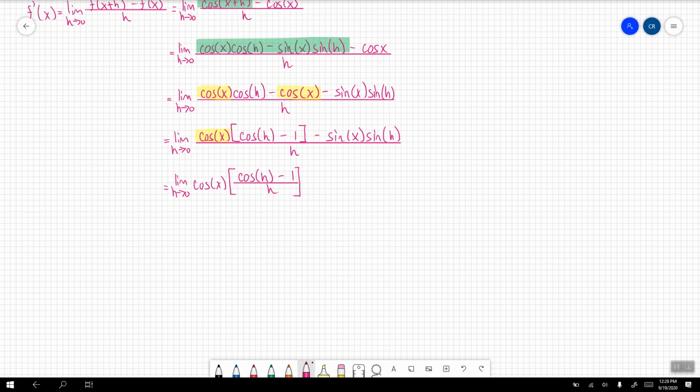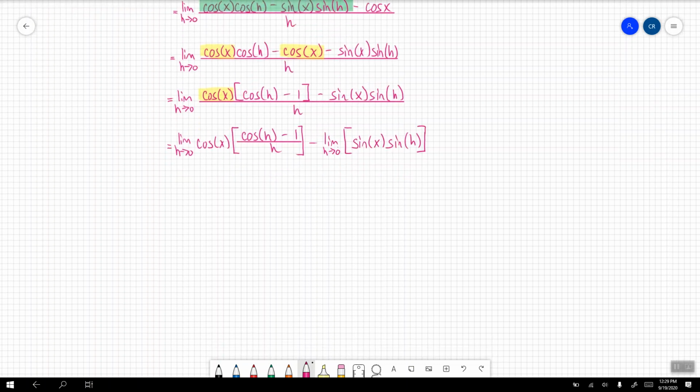There we are. And again, I'm distributing that limit, so minus the limit as h is approaching 0, and in this case I have sine of x multiplied by sine of h. Okay, it's not looking too bad. There we are. Now we can go through and keep taking the product of limits.